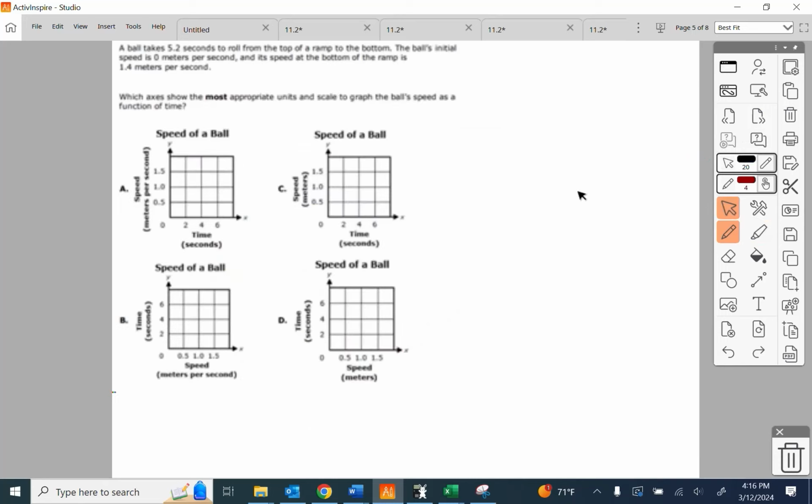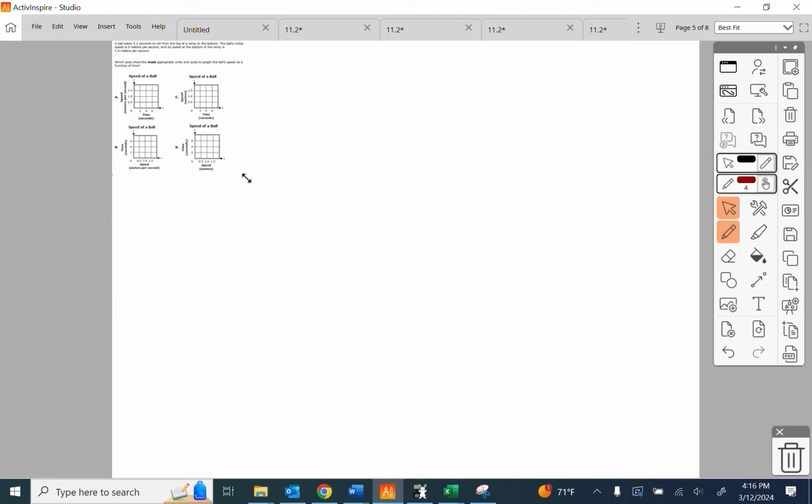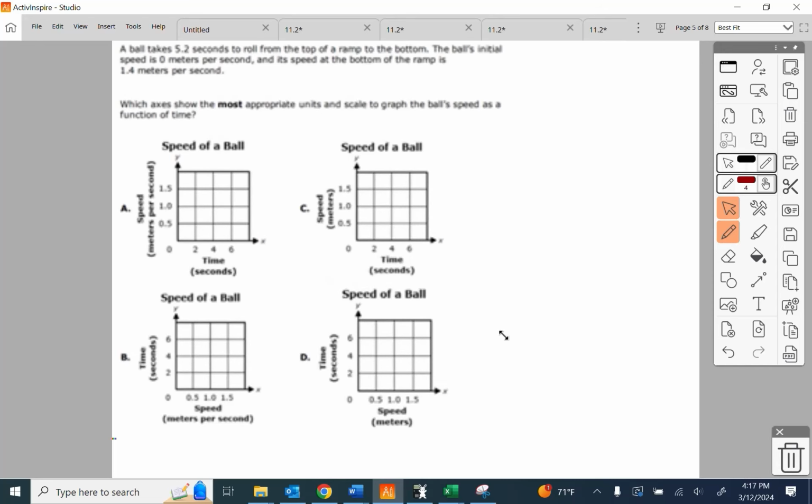Boy, that's blurry. Must be something that I shrunk and enlarged. A ball takes 5.2 seconds to roll from the top of a ramp to the bottom. The ball's initial speed is 0 meters per second, and its speed at the bottom of the ramp is 1.4 meters per second. So the idea here is that as a ball rolls down, it gets faster.